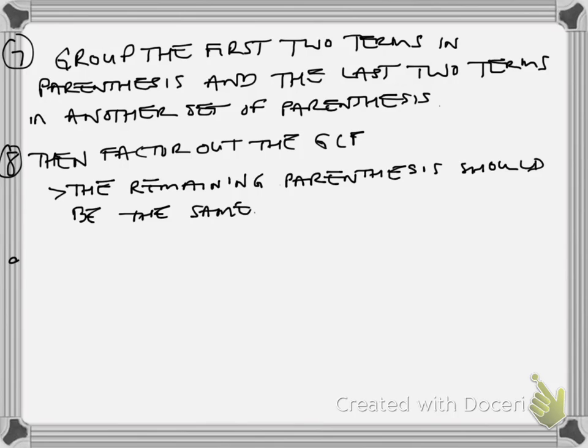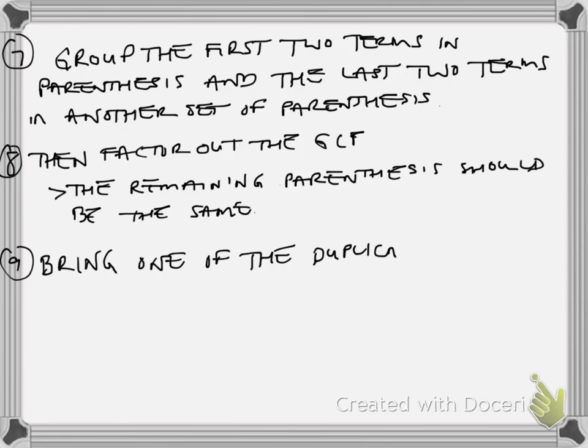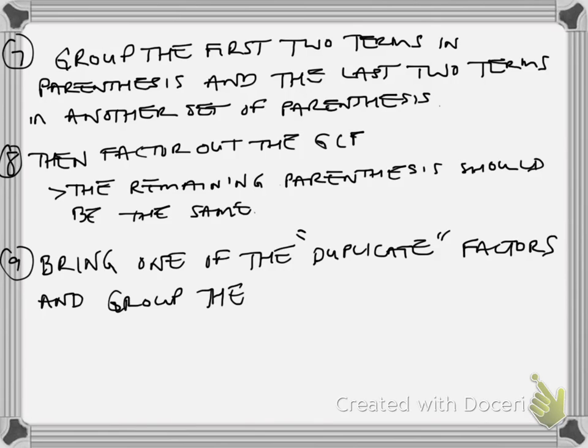Okay, almost there. And then next, bring down one of the duplicate factors and group the GCFs. And then box your answer.